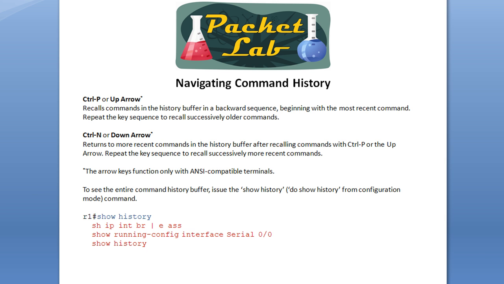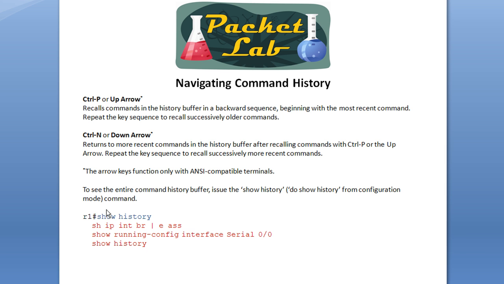Control-N and Control-P, I don't use those, but you may want to be aware that those are the keyboard shortcuts for the up arrow and down arrow. And if you're not using an ANSI compatible terminal emulator, then you will need to use those rather than the up and down arrows. But to see the entire command history buffer, you just issue show history, or do show history from configuration mode.